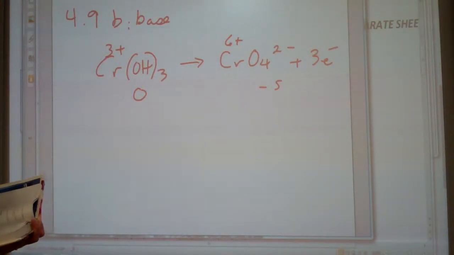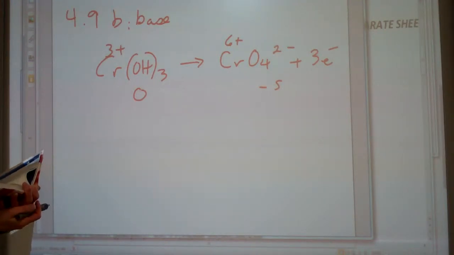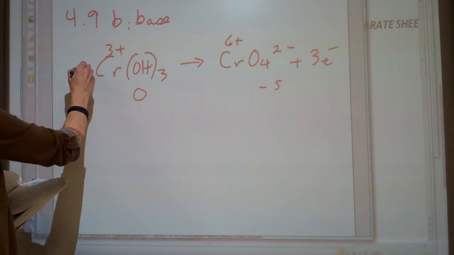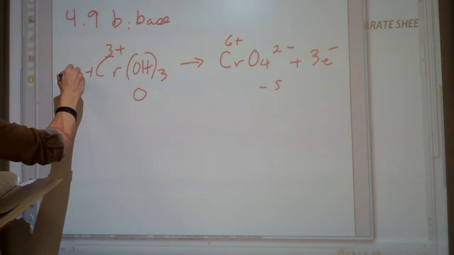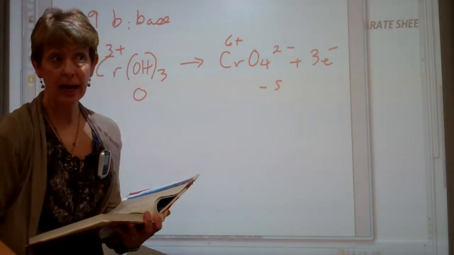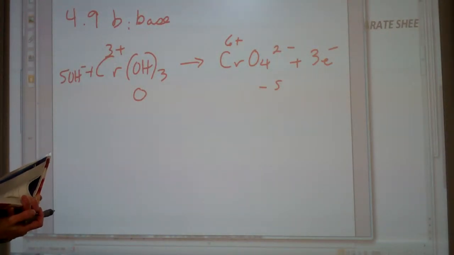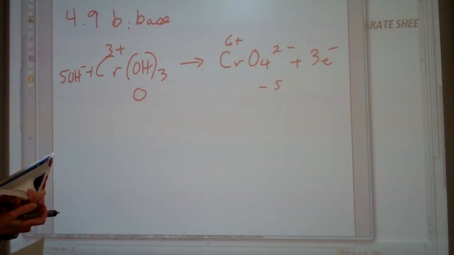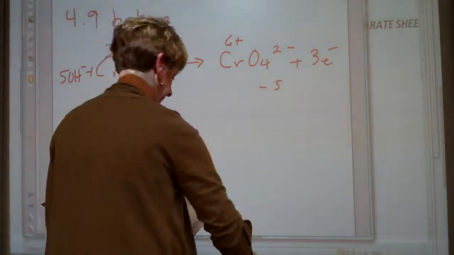Okay. So Cassie, what's my next step? What do I add? I want to add 5 OHs to this side. Okay. And now my charges are equal. My hydrogens are not equal though. So what do I need to add and on which side? How many?